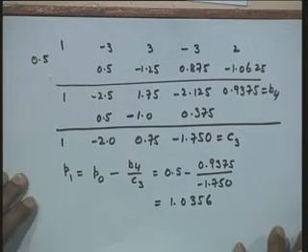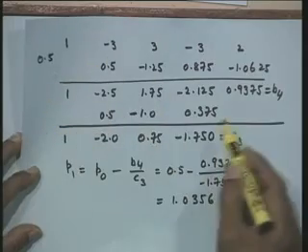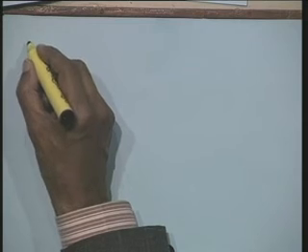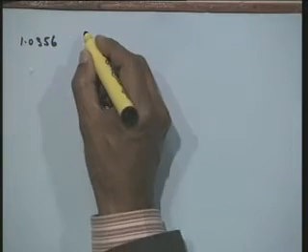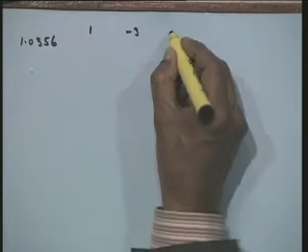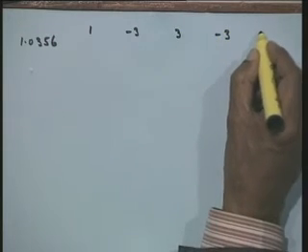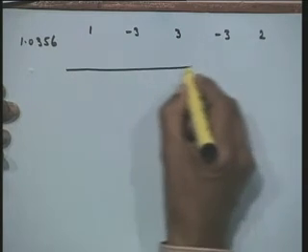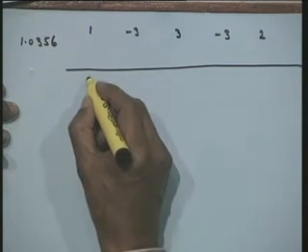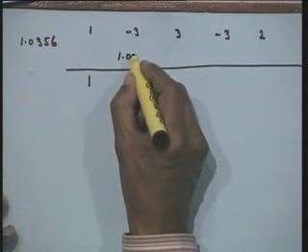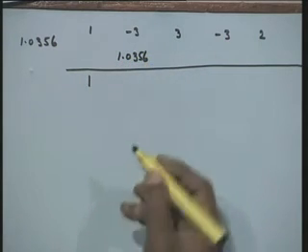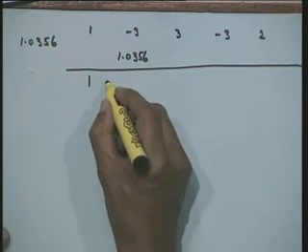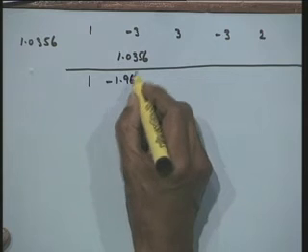Now, the first iteration is complete. Now, I will repeat this synthetic division procedure using this particular value. So, let us do that one. Let us again write this here as 1.0356 and then write down these coefficients 1 minus 3, 3 minus 3 and 2. I have 1 here, multiply 1.0356. I will give the values of this if it is slightly difficult for you to do this. So, this is minus 1.9644.